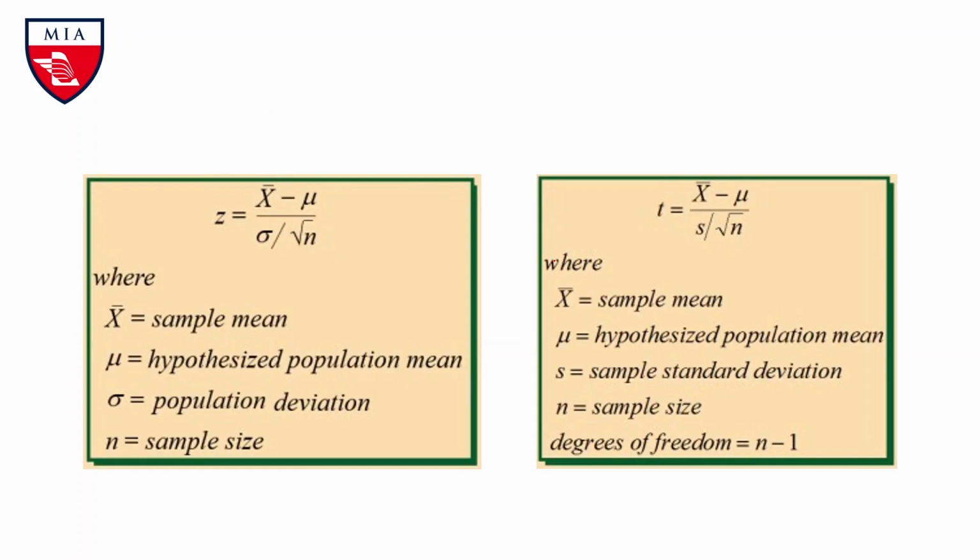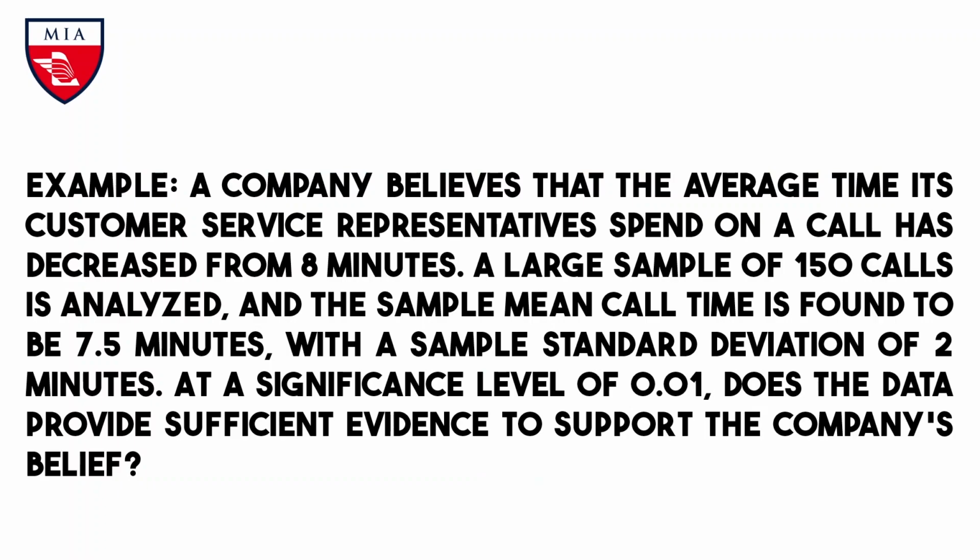So again, you can use the following test statistic formulas for the z and for the t-test. In terms of the t-test, you need to find the df, or the degrees of freedom. In the basic one, we have n minus 1. Okay? So let's have an example here.